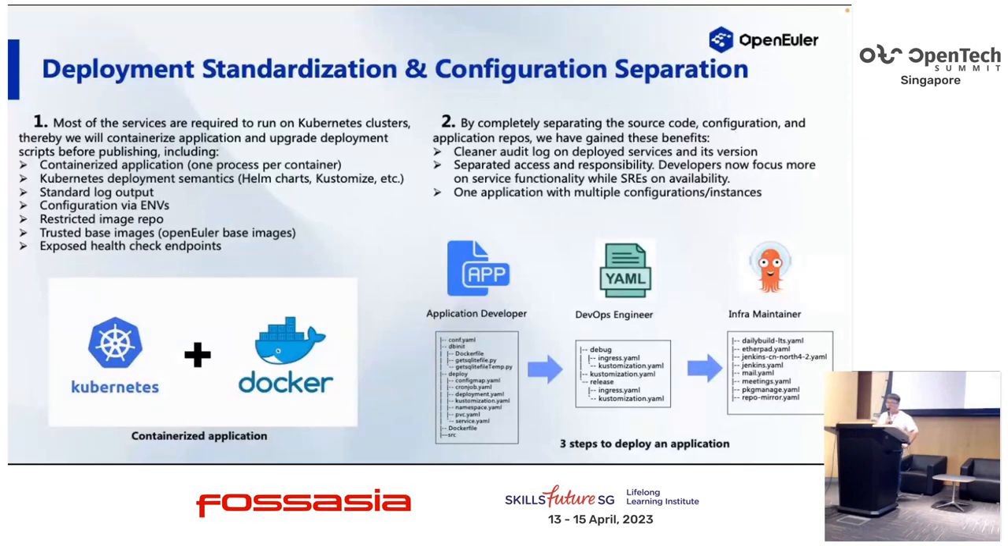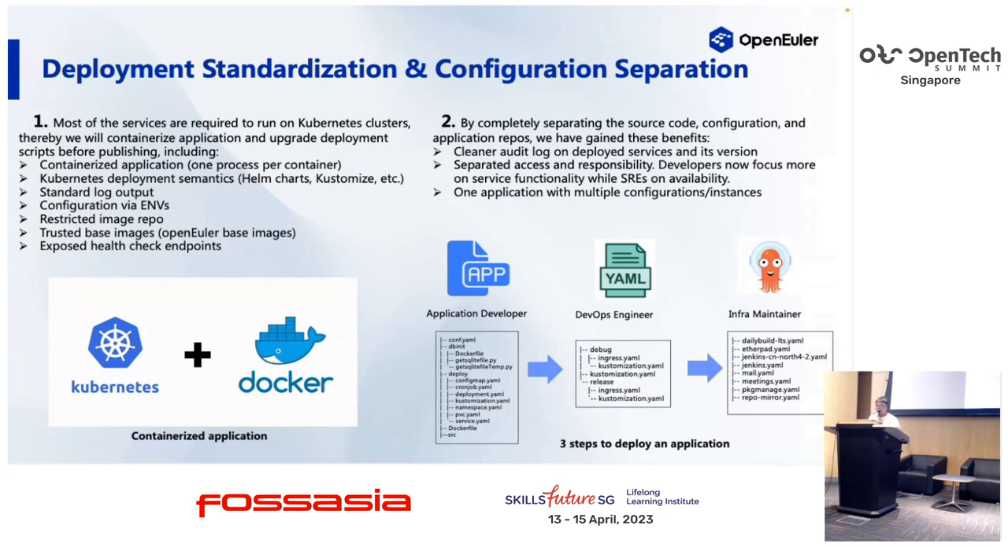And for the second part, it's about the configuration separation. There are three different roles in the whole process of deploying applications to our production environment. The first role is the application developers, who are responsible for writing the raw Kubernetes YAML files, which will not contain any details for the deployment, for example, the storage class names and the domain names.